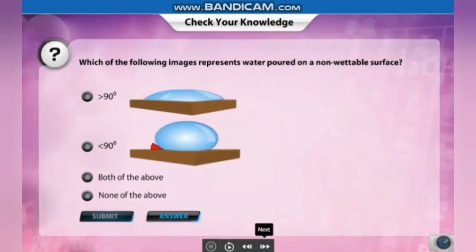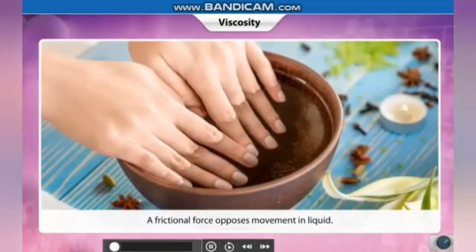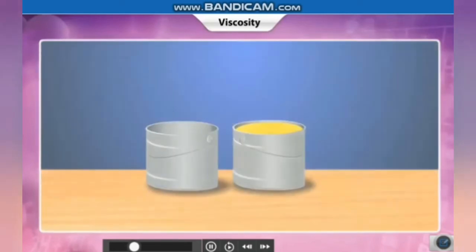We will get into the next property of the liquid, which is viscosity. Have you experienced any resistance when we move our fingers through a liquid? This happens because of the frictional force that opposes the movement in a liquid, which is viscosity.